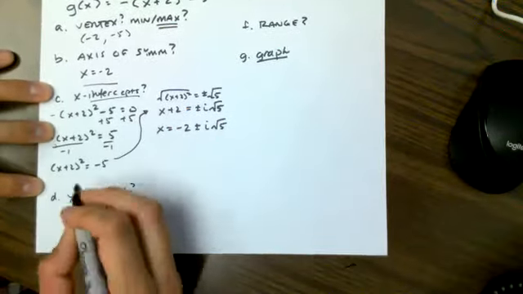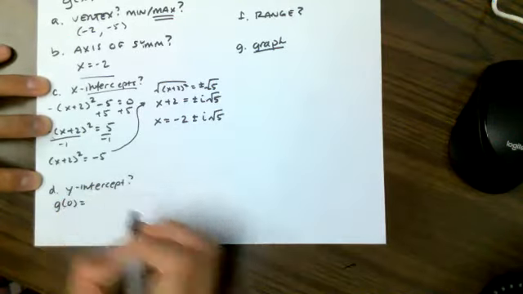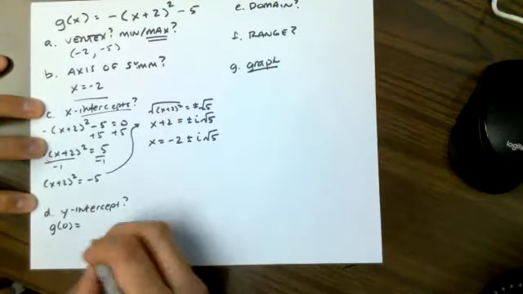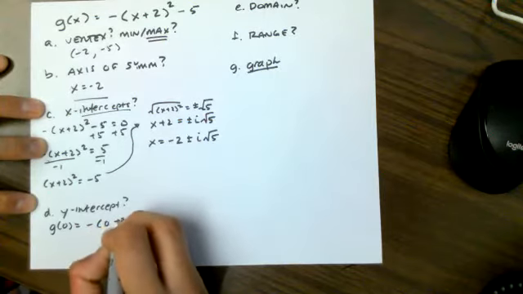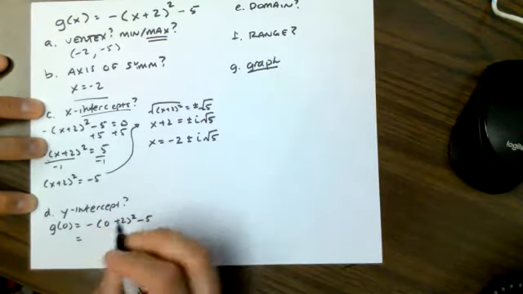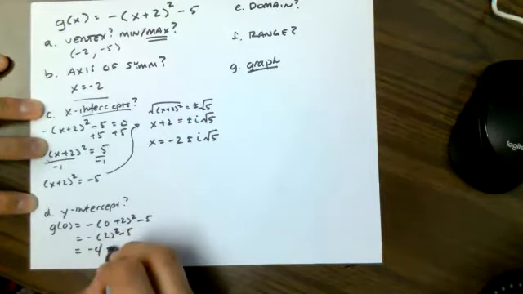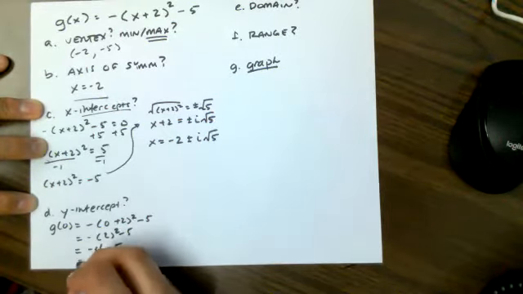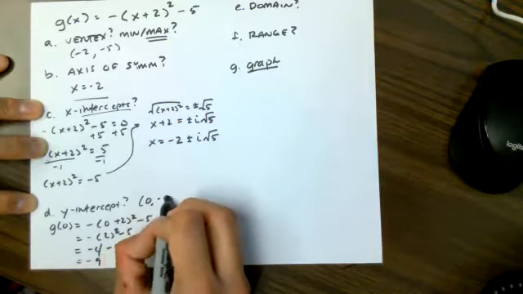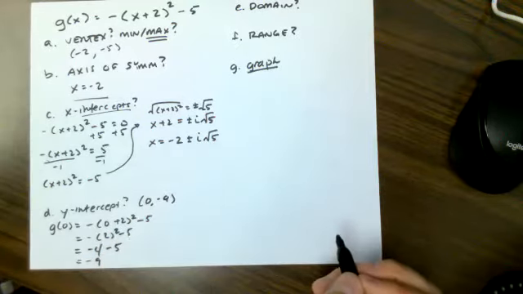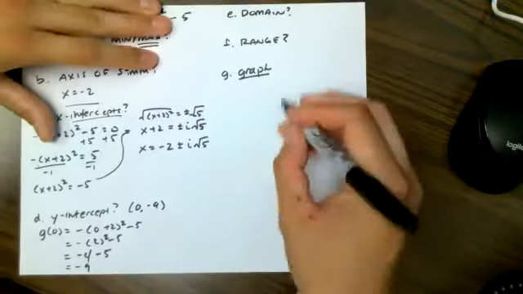So if I plug 0 into the equation, in there, -(0 plus 2) squared minus 5. So we get negative on the outside, 2 squared minus 5. This would be -4 minus 5. So we get -9. So we get (0, -9) is the y-intercept. And let's graph what we have.